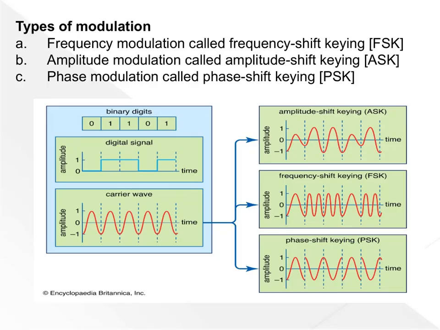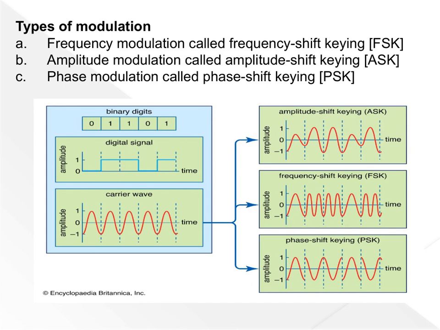Now, let's explore the different types of modulation that are commonly used in communication systems. First, we have frequency modulation, which is also known as frequency shift keying, or FSK. In FSK, the frequency of the carrier wave is varied in accordance with the digital signal, allowing us to encode information through changes in frequency. This method is quite robust and widely used in radio transmissions.